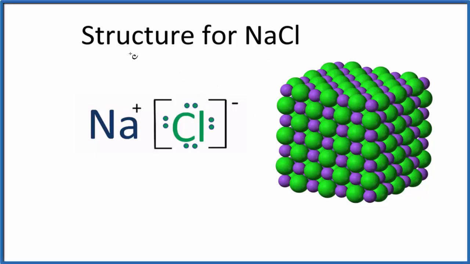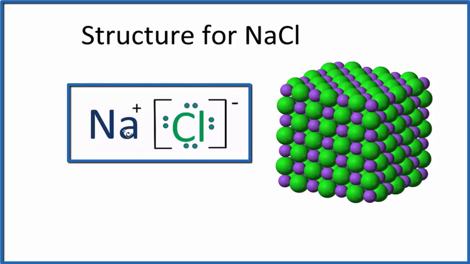When we're talking about the structure for NaCl, we're normally talking about a crystal. And a crystal is made up of a bunch of repeating formula units, also called unit cells. So a formula unit for NaCl might look like this here.